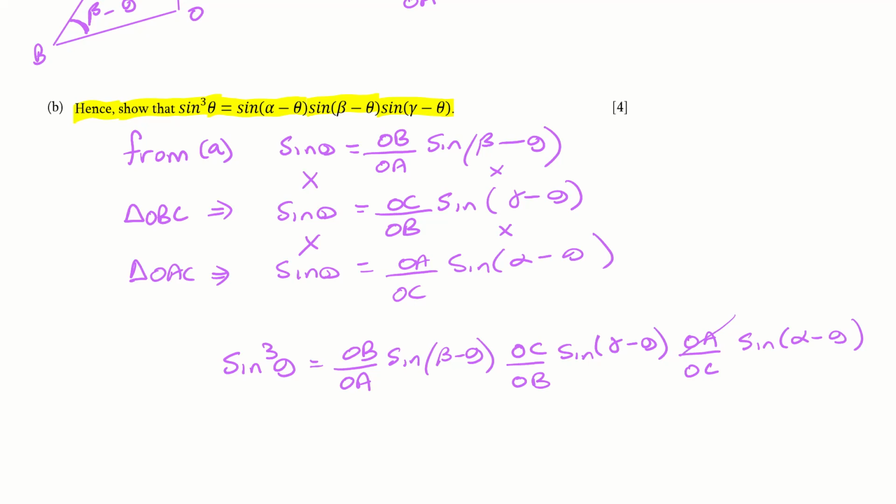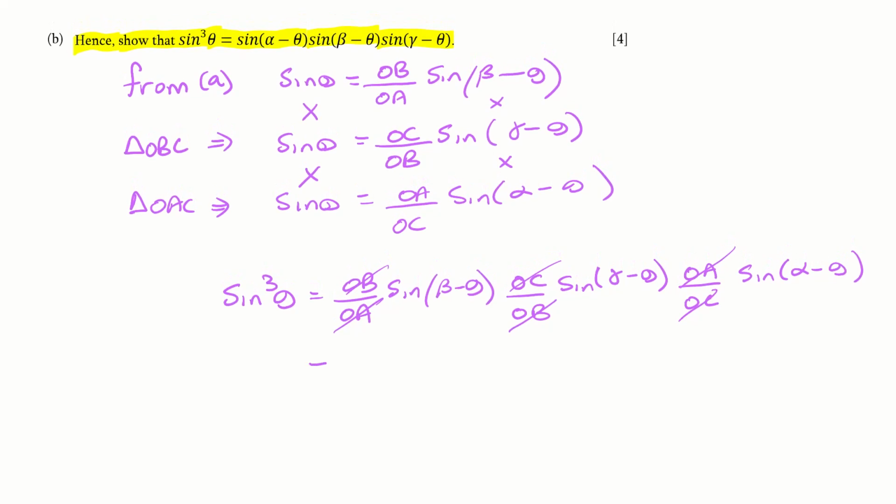And you can see this OA is going to cancel with that one, the OB is going to cancel there, and the OCs are going to cancel. And so we would get sine alpha minus theta, sine beta minus theta, and sine gamma minus theta.